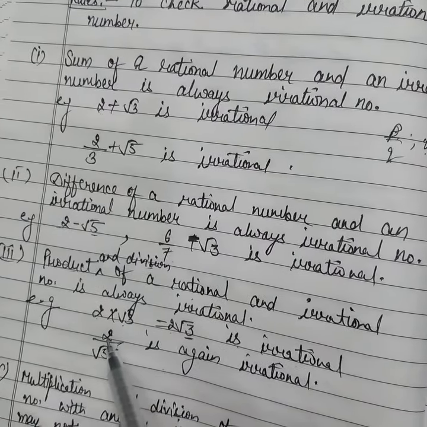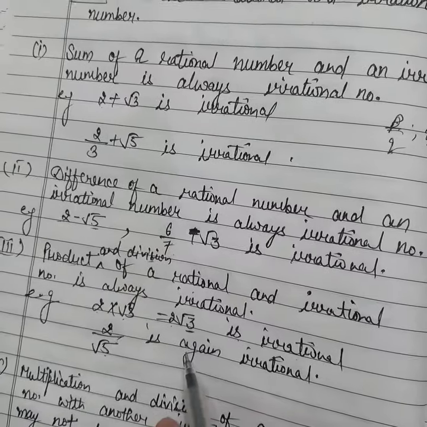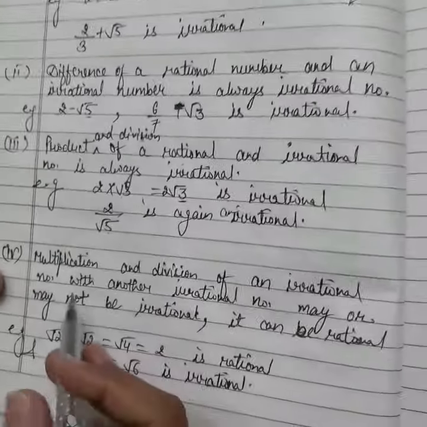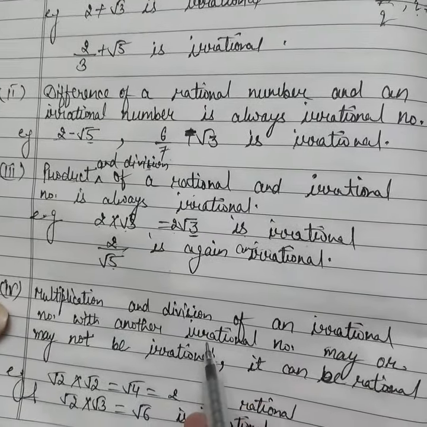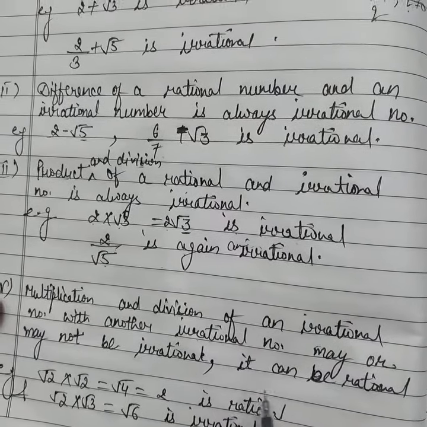Similarly, if we divide a rational number 2 by the irrational number under root 5, it is again an irrational number. And similarly, if we multiply or divide an irrational number with another irrational number, then we may or may not get an irrational number, it can be rational.